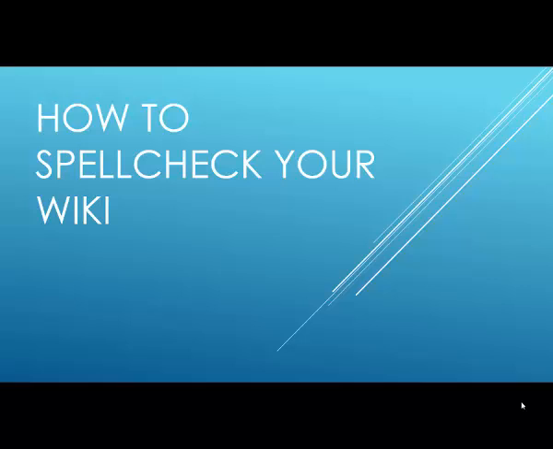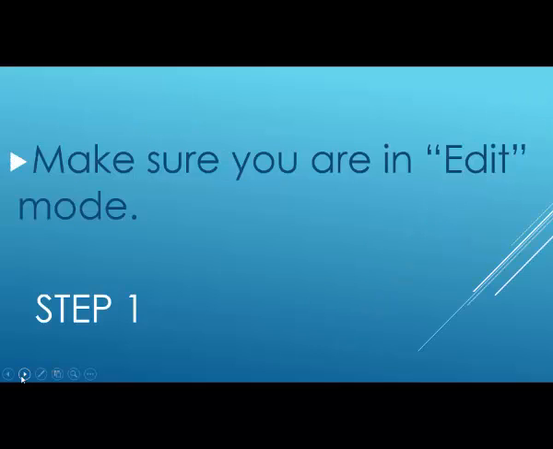How to spell check your wiki page. This is an important and very simple thing that just makes your work so much better. Step 1. Make sure you are in the edit mode on the wiki page. This is important. If you are in view, you won't see any of the toolbars.